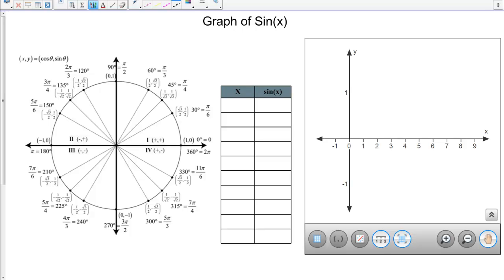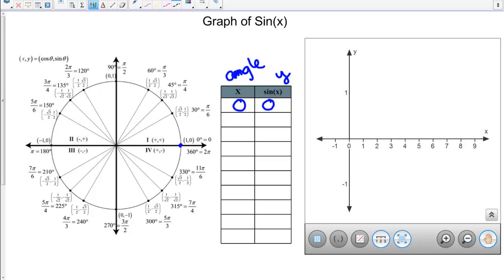Let's say we want to graph sine of x. So sine of x is the height at any point on the unit circle. So remember, x is our angle, and sine of x is our y coordinate. So at an angle of 0, we have a height of 0.